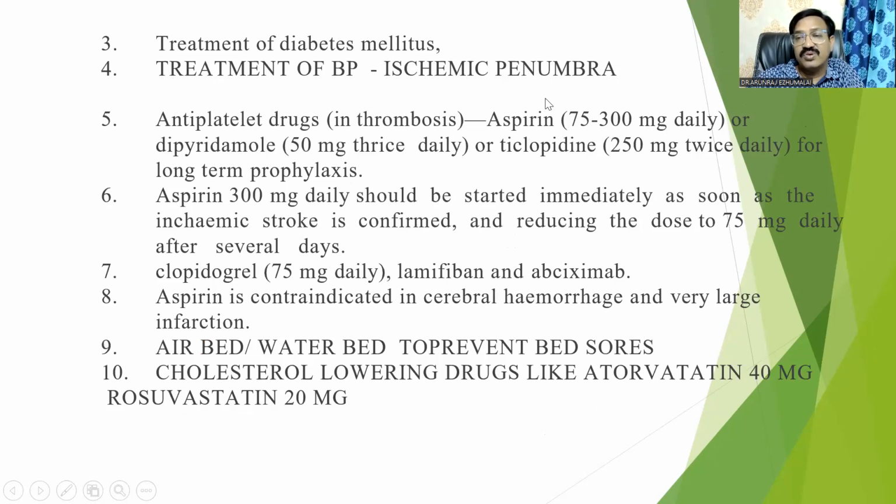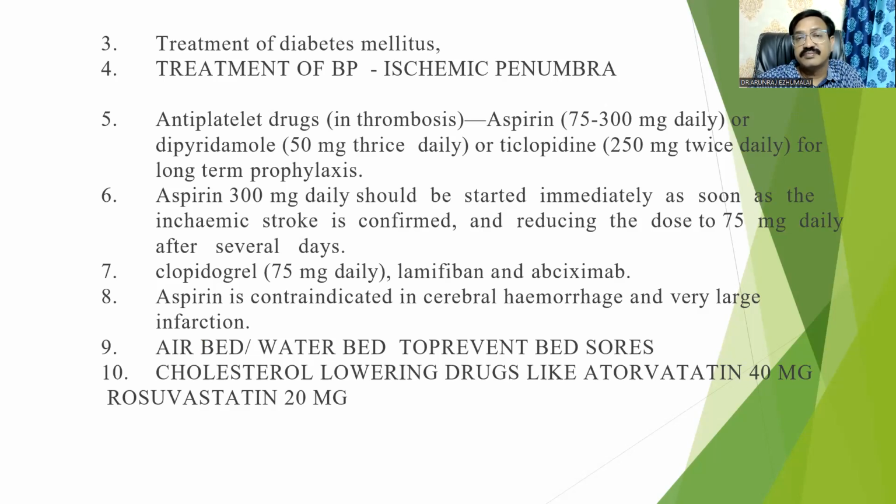BP, I have already told. When you are going to thrombolyse, the BP target is 220/110. Only when the BP is more than that do you have to reduce the BP. When you are not going to thrombolyse, the BP target is 180/110. Never try to lower the BP beyond that.